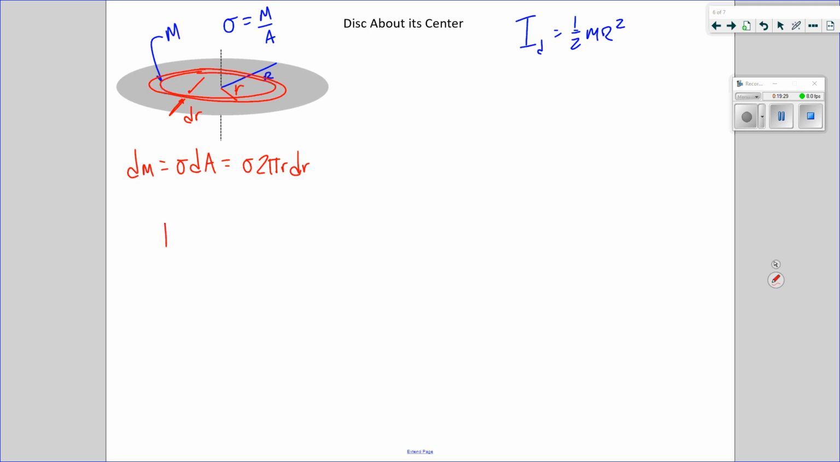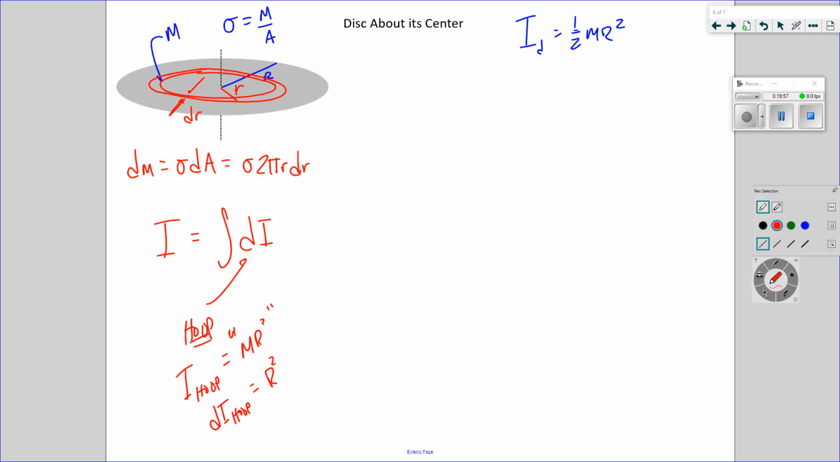And if we say that I, this is an important first step, right? We're saying that we're making this thing, my dI, a hoop. All right, well, a hoop has a rotational inertia, quote, m r squared. So our dI of a hoop, it's not going to be big R though. Each one of our dI's has a radius little r, and then we multiply times the little mass.